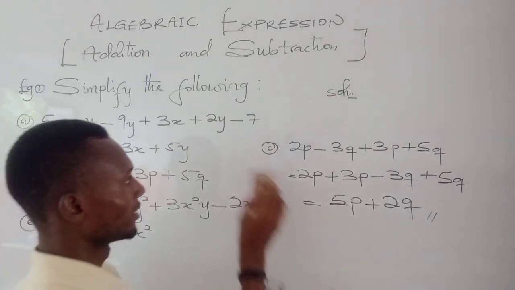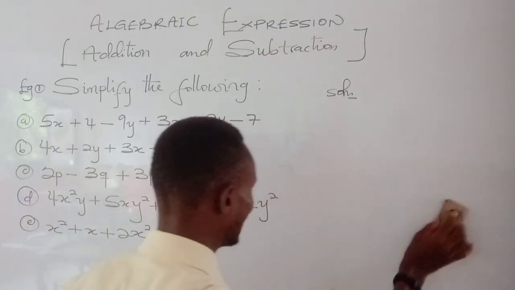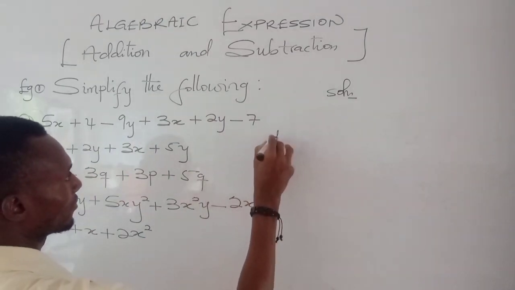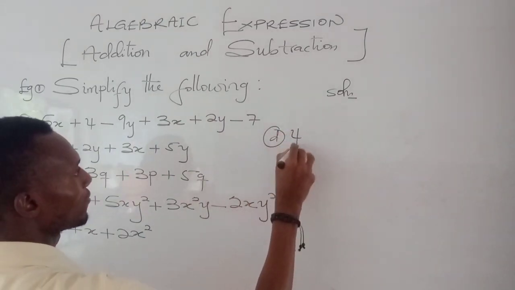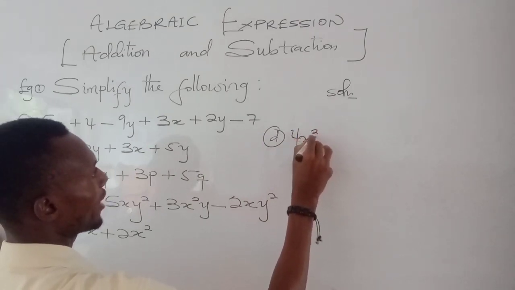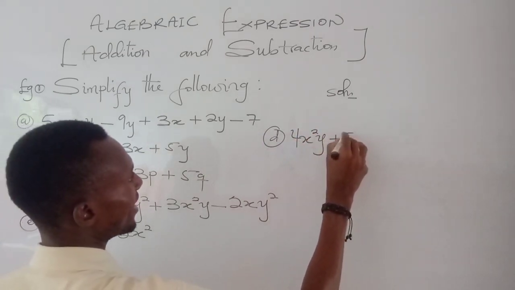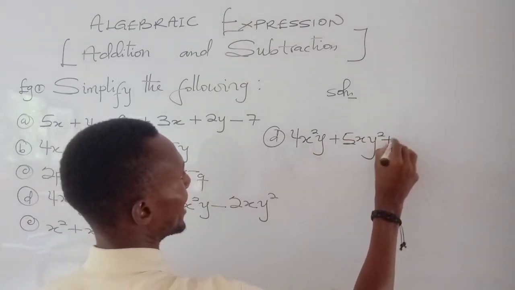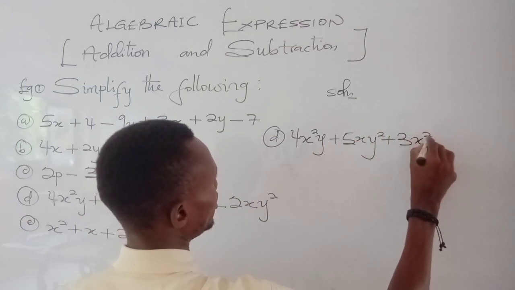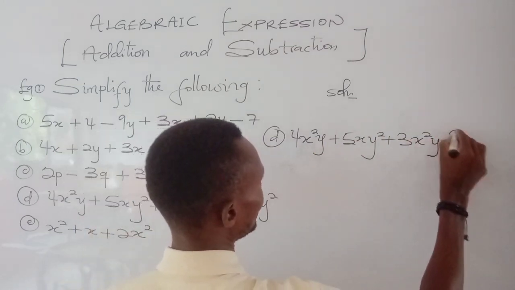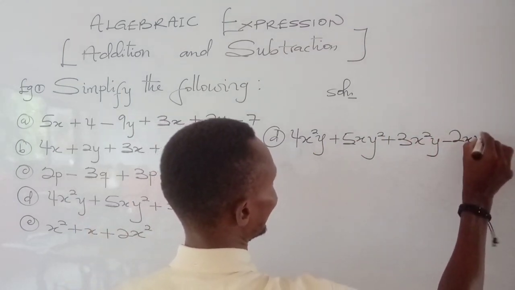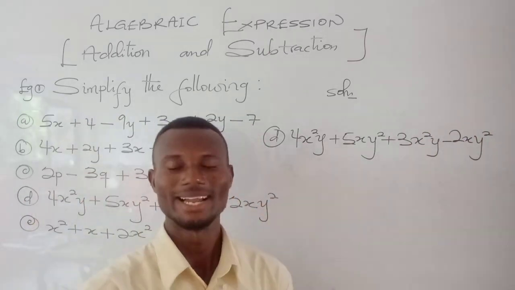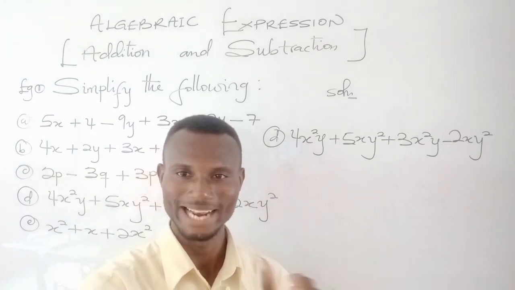Okay, so I'm going to clean this one so that we can have enough space to tackle the d. Okay, so the d, I have 4s squared y plus 5sy squared plus 3s squared y minus 2sy squared. Okay, so we have to simplify this. Again, we have to group like terms.